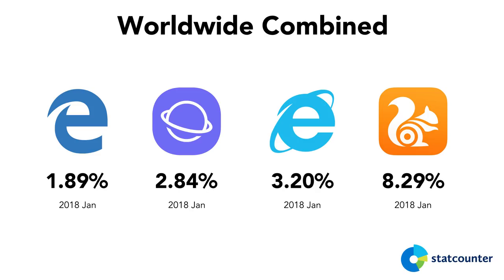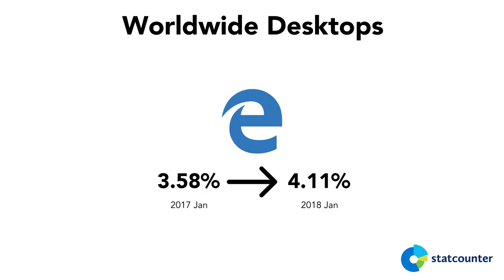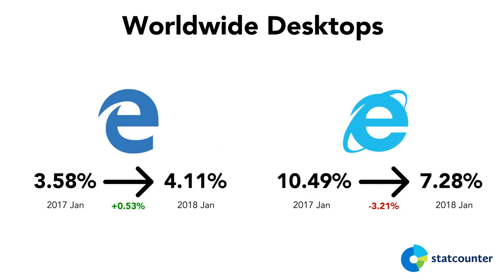Now, if I narrow the stats down to just desktops, Edge crawls up to 4.11%, up slightly from 3.58% a year ago. That's just 0.5% of growth in a year, and there are two important trends to notice here. First, Internet Explorer fell over 3% in the same period. This means that people who leave Internet Explorer generally don't switch to Edge, but leave Microsoft's browsers behind altogether.